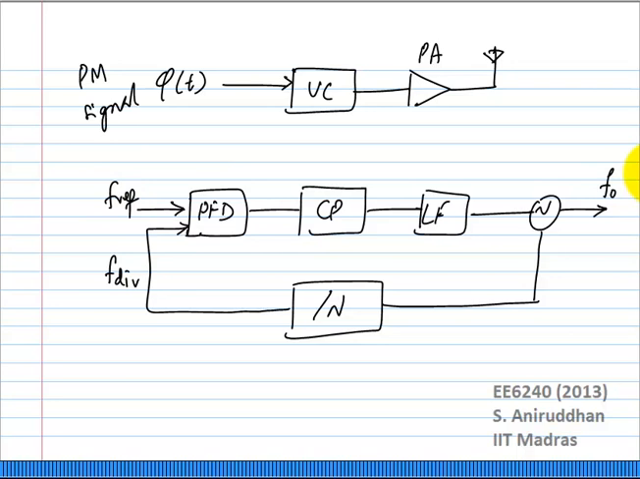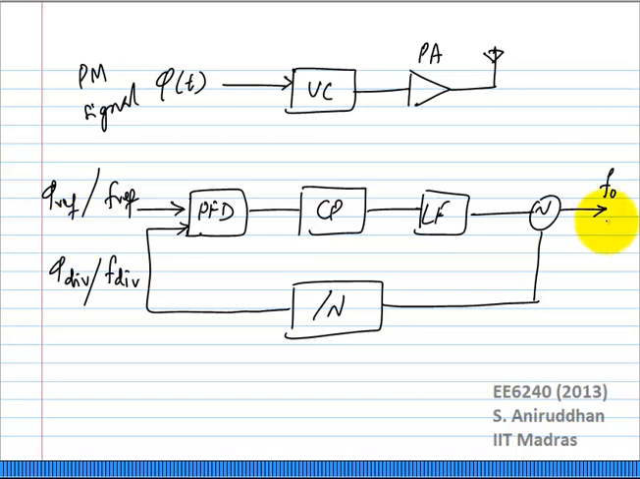So FREF is your input signal, which is a constant, a very, very pure frequency reference. And you take your output of the VCO, divide it down by a particular factor to get your FDiv, and you compare FREF and FDiv, and the PLL drives FDiv to be equal to FREF, and hopefully also drive phi div to phi ref. Okay, so it drives the output phase and frequency to be equal to the input phase and frequency. Is that okay?